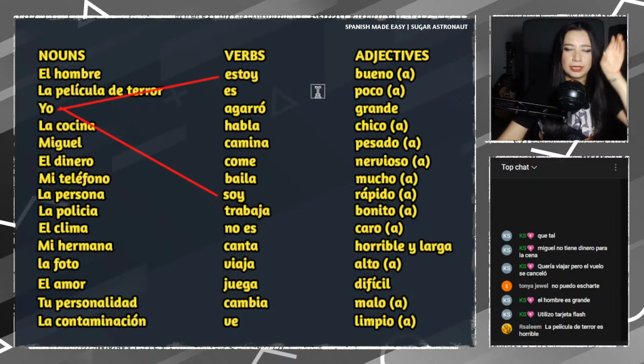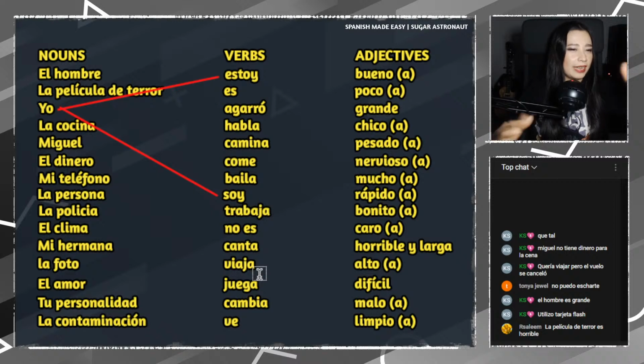So if you want to use estoy, okay, is it something temporary? If it's not, then you have to use soy. And the other way around, okay? So only ask yourself, is it temporary? Is it something that I cannot change? If you can't change it, then soy is the one you need. If you can change it, then estoy is the one that you need.